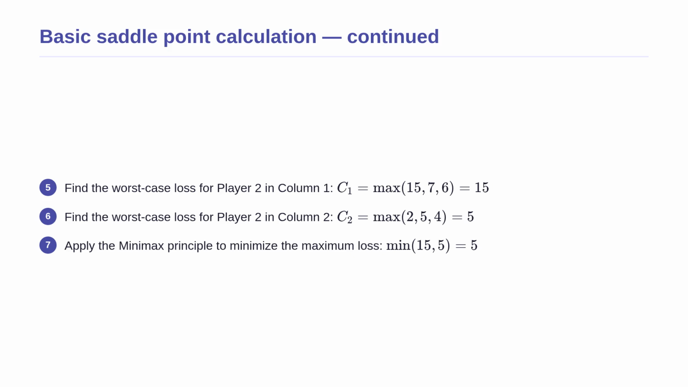Continuing with our example, we now switch to player 2's perspective. Player 2 wants to minimize their losses. In the first column, the possible losses are 15, 7 and 6. The absolute worst case loss here is 15. In the second column, the possible losses are 2, 5 and 4. The worst case loss here is 5. Player 2 compares these worst case scenarios, 15 and 5, and wants to minimize this maximum loss. They choose the smallest number, which is 5. This gives us our minimax value.